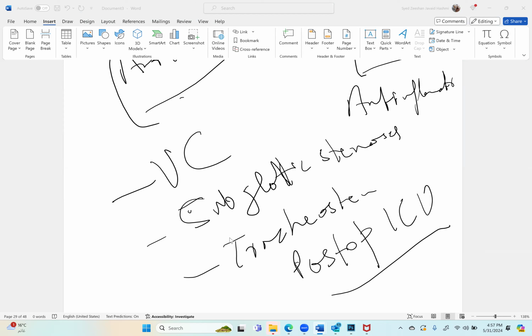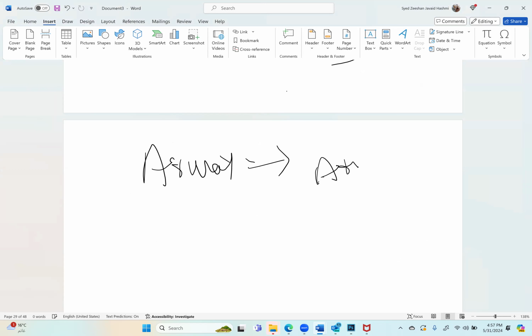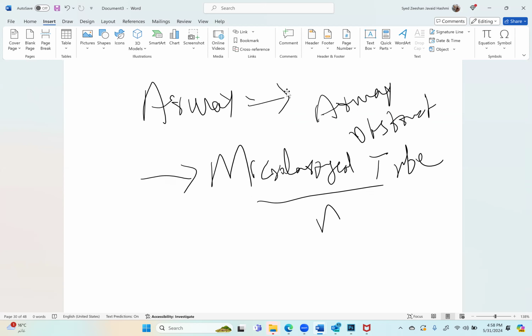So these are some basic points, because if they ask about laser surgery, one of the questions will be, how will you maintain the airway? Because these patients can have chances of airway obstruction. And another thing, sometimes you need to have a microlaryngeal tube. Why a microlaryngeal tube? What is a microlaryngeal tube? MLT.